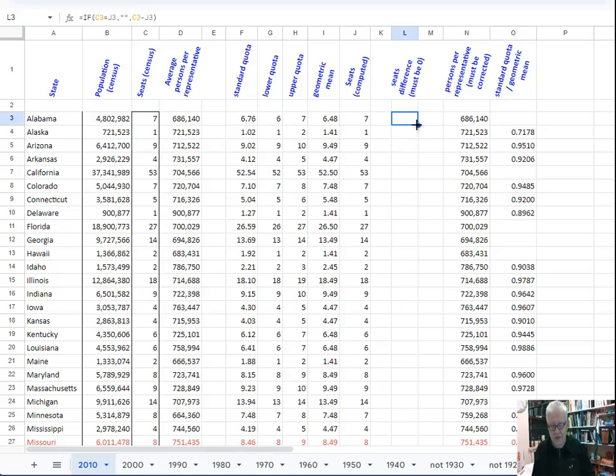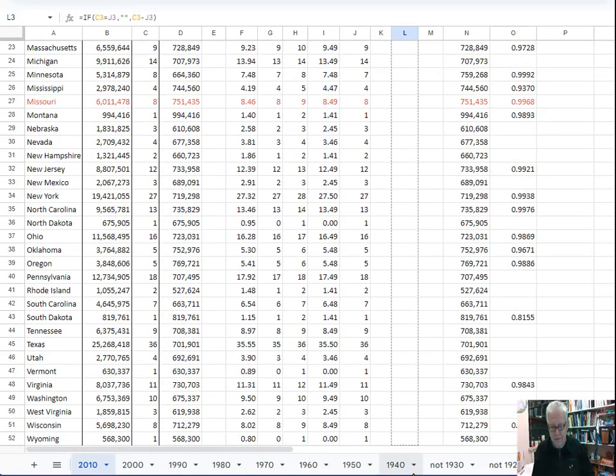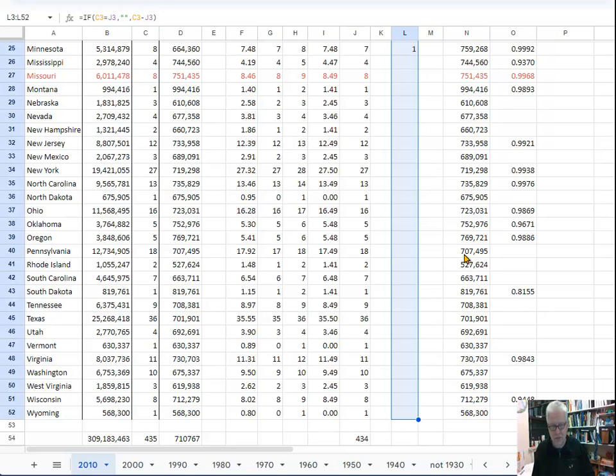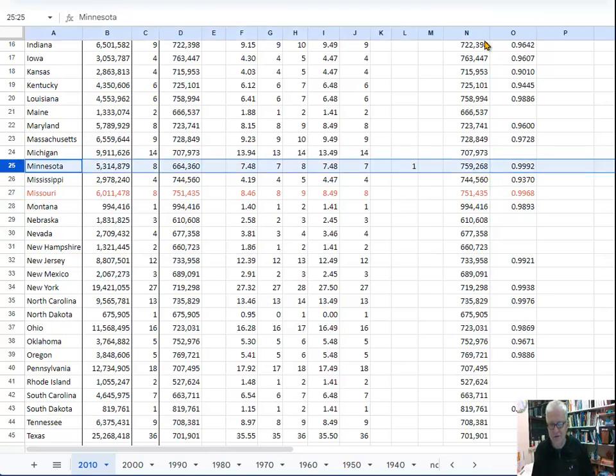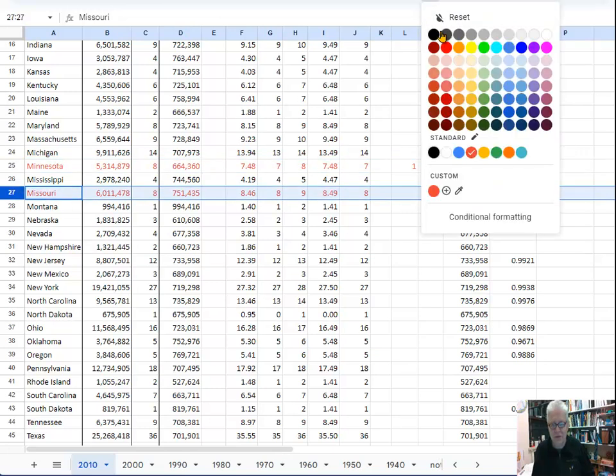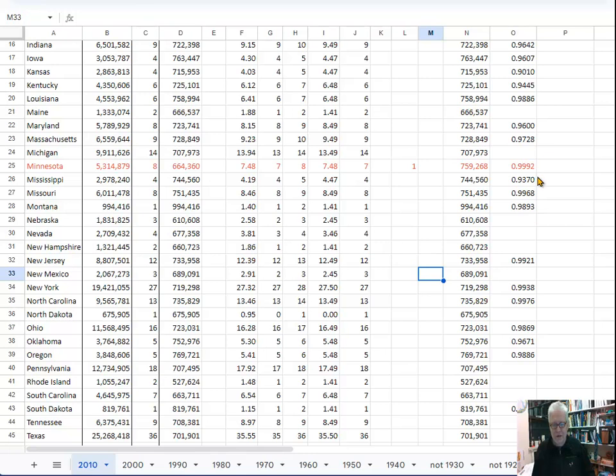Pull this number down. Again, there is nothing there. But one negative 1 will show up. Oh, it wasn't Missouri, actually. 0.9992 for Minnesota is actually closer. And I can see that now. I overlooked that. So let's switch that. The color coding here. There we go. So Minnesota actually needs to gain one here.